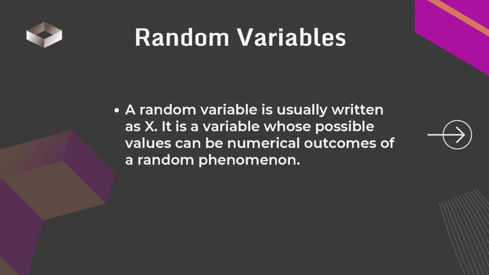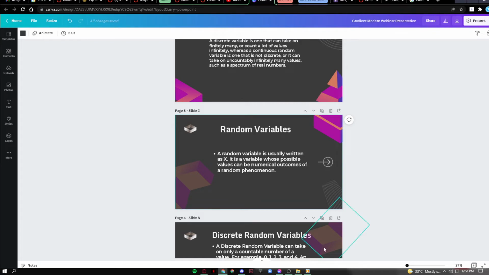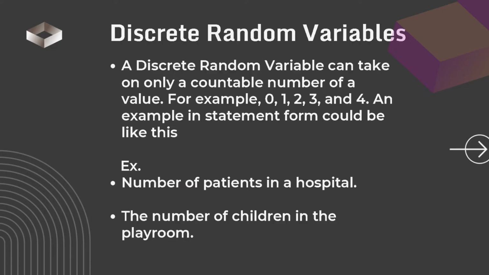Next are the two types, starting with discrete. A discrete random variable can take on only a countable number of values, for example, 0, 1, 2, 3, and 4. Examples in statement form could be: the number of patients in a hospital, the number of children in a playroom.